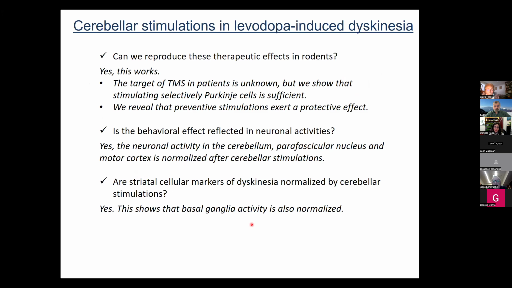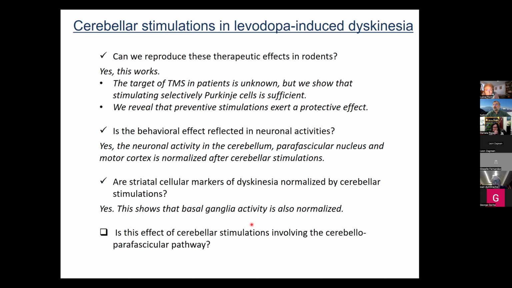So we also show that the basal ganglia activity can be normalized. Now we wanted to go further and understand if this effect specifically involves the cerebelloparafascicular pathway, since this is the nucleus that goes to the striatum, and there are other nuclei that go more to the motor cortex, as I showed you in the introduction.